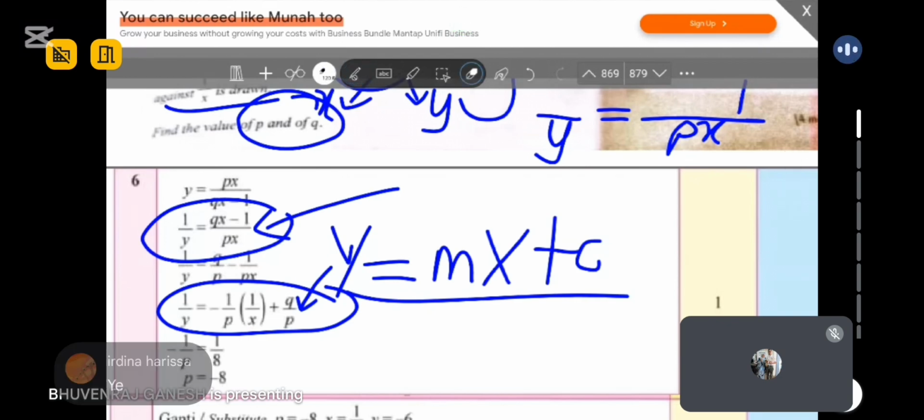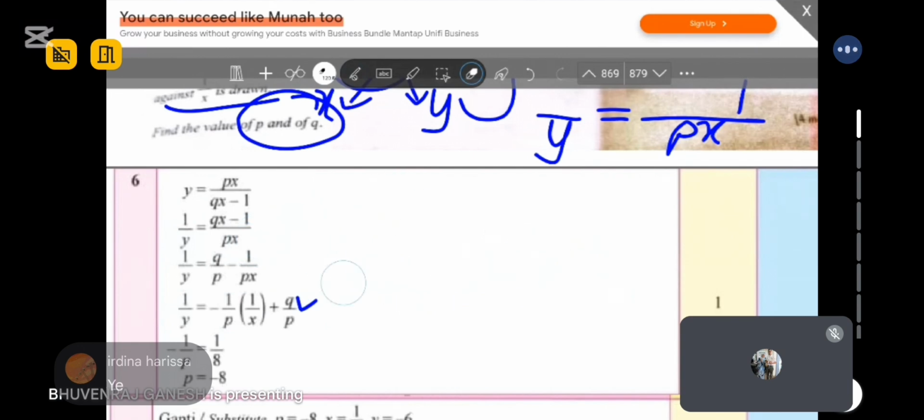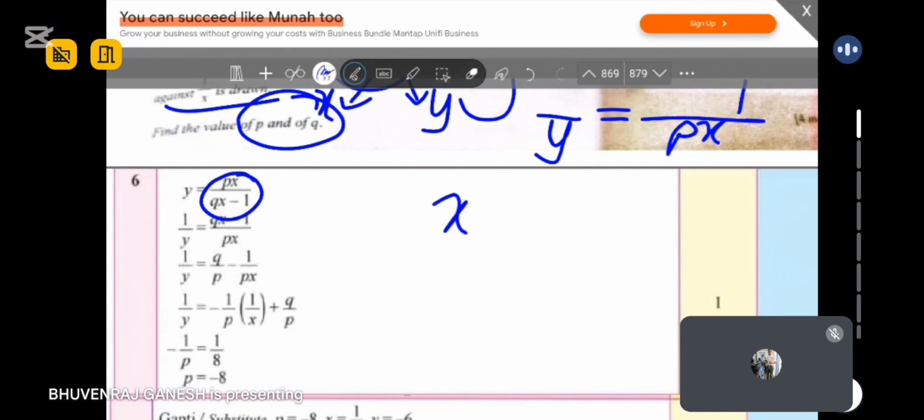You just inverse, guys. Whenever y becomes 1 over y, this one will flip. It will invert. Very easy, guys. I use one concept only. X equal to 3 over 8.